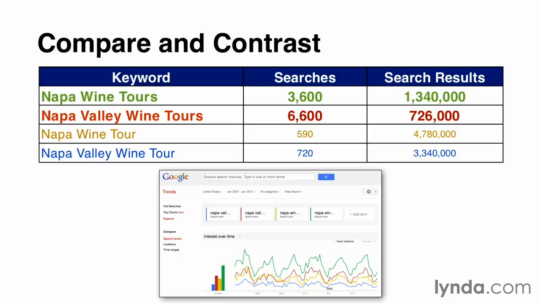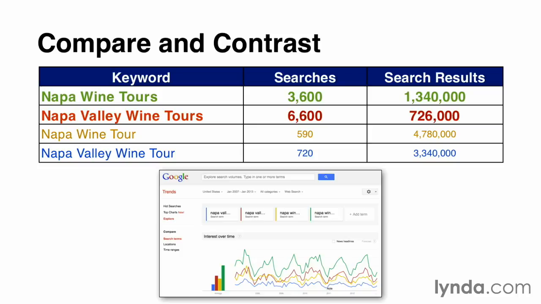Next, as you can see with Napa Valley Wine Tour, singular, there are over 3 million competitive websites, but only about 700 searches a month. Again, low priority: not a lot of searches, too much competition. Then I start seeing the sweet spot. The sweet spot is when I have thousands of searches in a month and less than 1 million search results. Right there jumps out to me as a perfect opportunity.